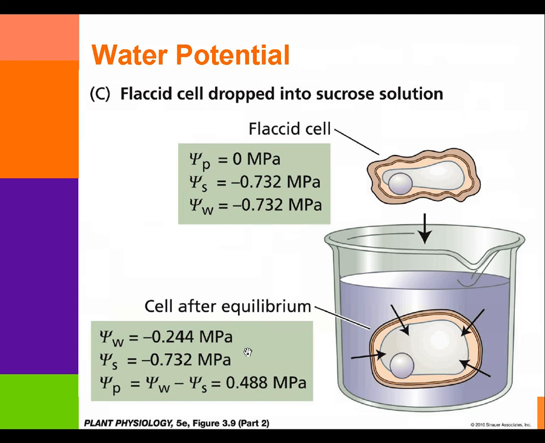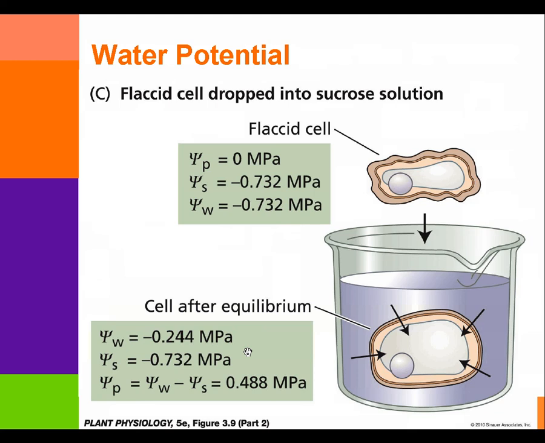Inside that cell is enough solute such that the liquid in the cytoplasm has a solute potential of negative 0.732 megapascals. Therefore, the water potential of that cell is the hydrostatic pressure added to the solute potential, hydrostatic pressure being 0, solute potential being negative 0.732. Combine those together, the overall water potential is negative 0.732 megapascals. Now we're going to add this cell into the beaker, which we know has a water potential of negative 0.244.